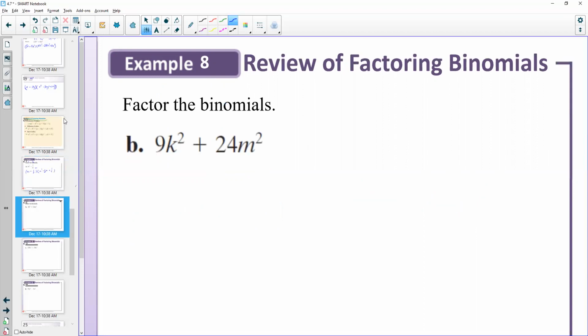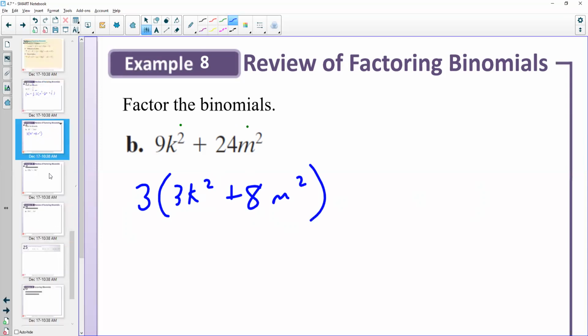What is this one? Well, nothing is cubed, right? No common terms. Nothing is square. What do you think this is? Can you do anything else to it? Oh, there is a common term. Do you see it? It's a 3. So pull out a 3. So I got 3k squared left plus 8m squared. Honestly, nothing to do after that. Okay, done. But there was a common term.